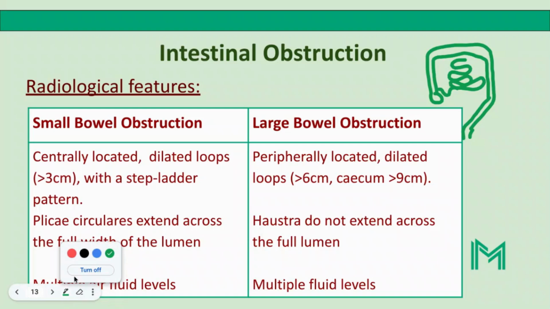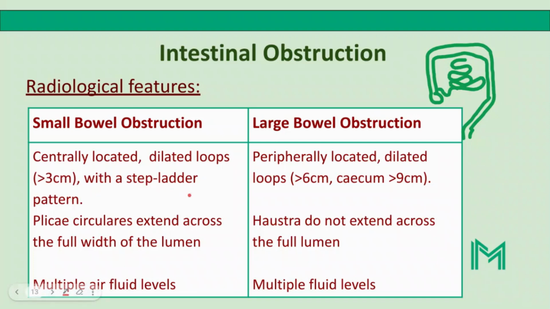Because of this arrangement anatomically, you can appreciate that on the abdominal X-ray. Now, remember that on the abdominal X-ray, when everything is normal, it's hard to appreciate the features of the bowel. But when there is a pathology, like an intestinal obstruction, these features can be appreciated. In small bowel obstruction, you'll see centrally located dilated loops of the small bowel. Because the small bowel is located in the center, when there is an obstruction, it will be found more within the center. The measurement of the dilation is usually more than 3 cm, and you might see what we call a step ladder pattern.